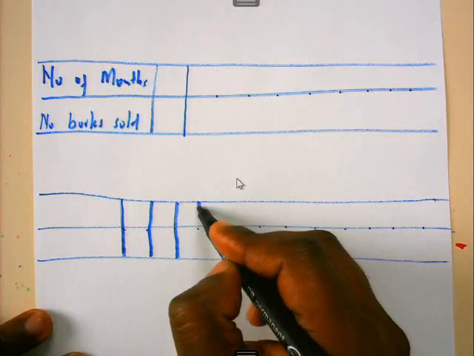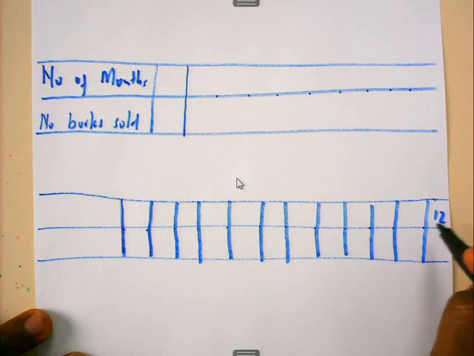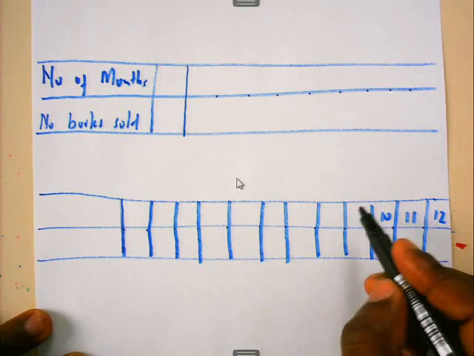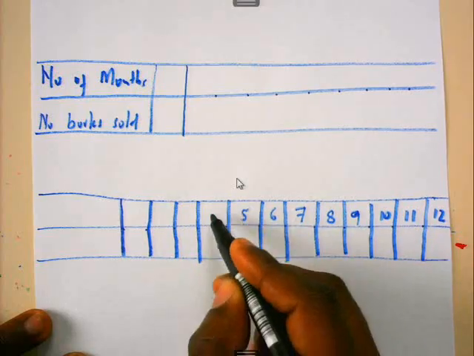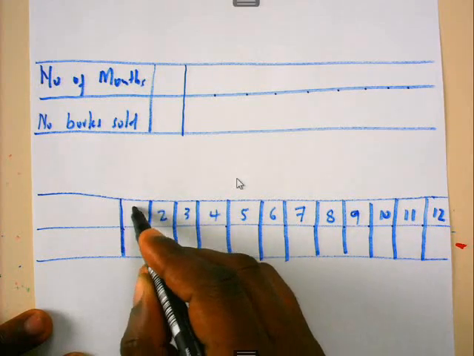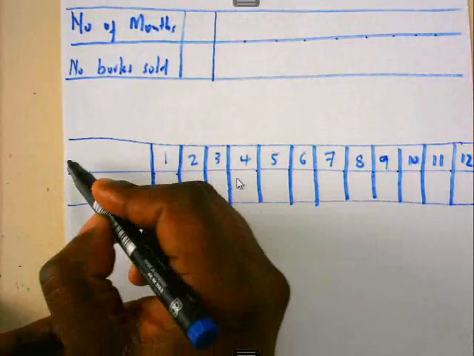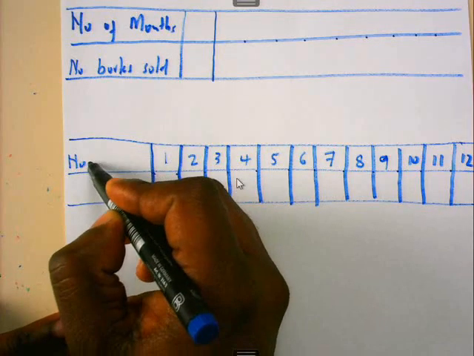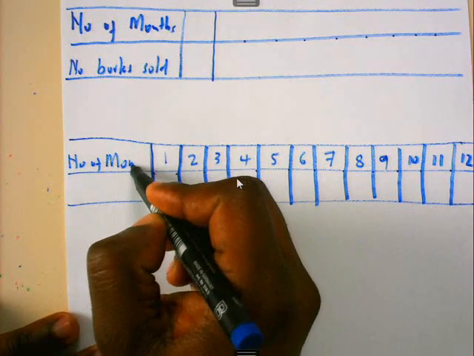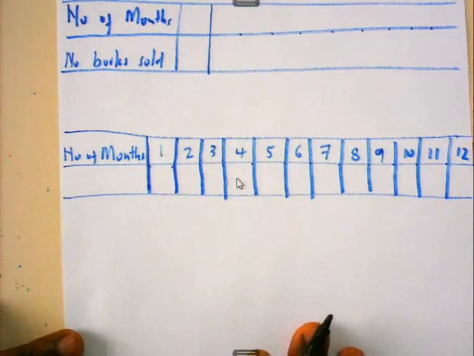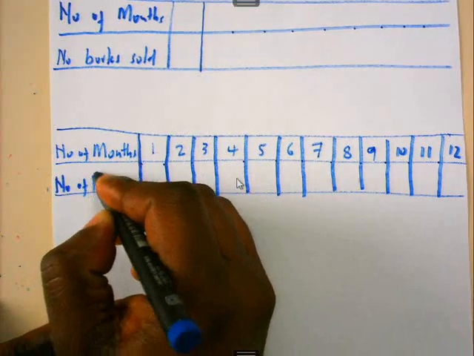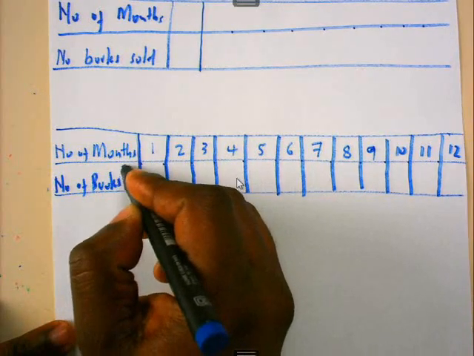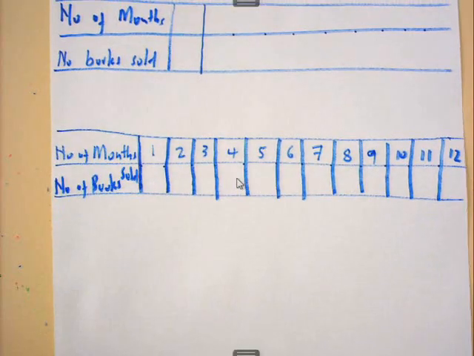I'm sure we are all looking at this. The number of months: the 12th month, the 11th, the 10th, the 9th, the 8th, 7, 6, 5, 4, 3, 2, the first month. And on top here is the number of months. I'm sure everybody can see that. And at the bottom here we have the number of books sold, the books which are sold. I'll use a different color for the books sold.